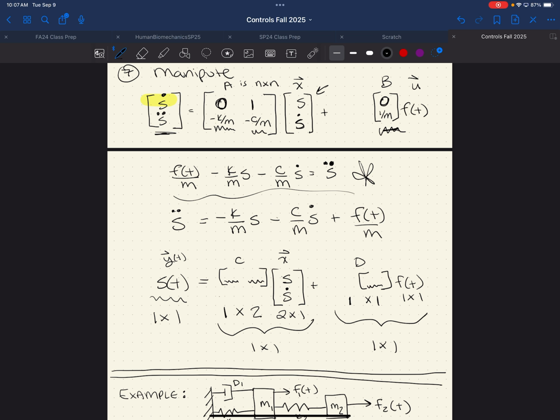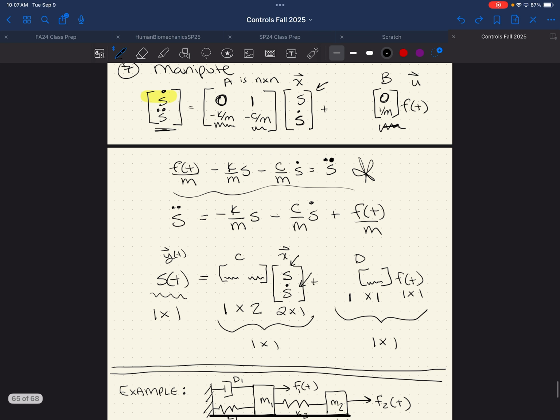Okay, so I want S of T on the left-hand side. I want the result of everything on the right-hand side to give me S of T. Is S of T a state? Yes. So again, this one should be fairly simple. I just need to multiply this S by 1 and this S dot by 0. So I do that by setting 0, 1. No, other way, sorry. 1, 0. 1 times S, 0 times S dot.